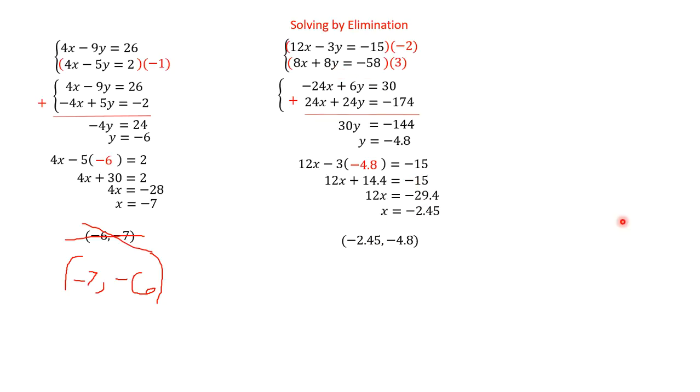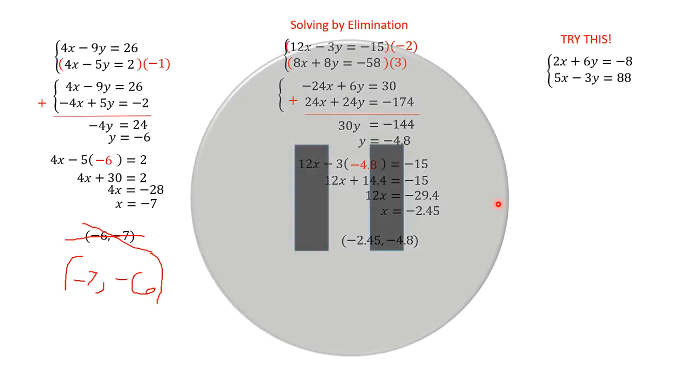And look at that. So let's try this one using elimination. We have 2x plus 6y equals -8, and 5x minus 3y equals 88. Go ahead and pause this and come back when you are done.